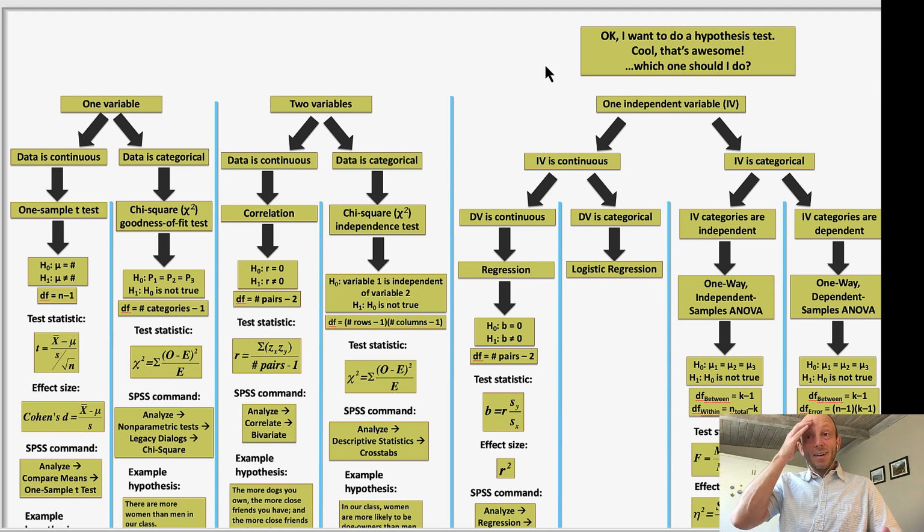So if that were true and we were measuring amount of hours done statistics and amount of fun had on some sort of continuous 0 to 100 scale, then we'd be looking at a correlation because data is continuous for fun and data is continuous for statistics done. If it was categorical, we would be looking at a chi-square independence test. What would categorical look like there? That would be like 2 days doing statistics and not, and then 2 more days having fun and not.